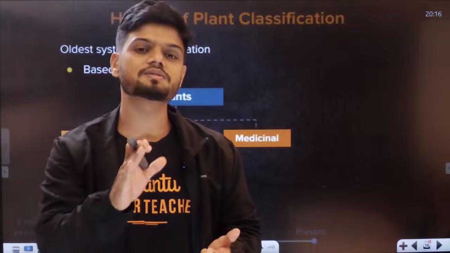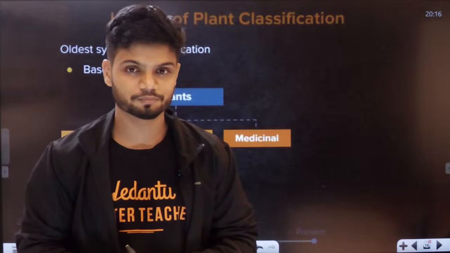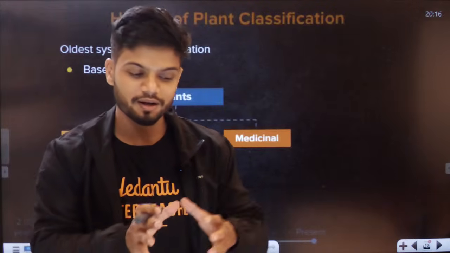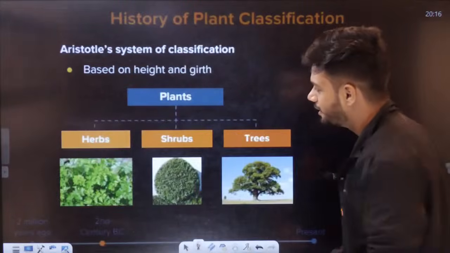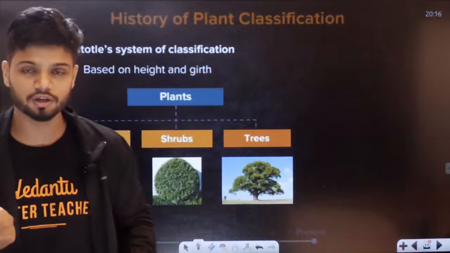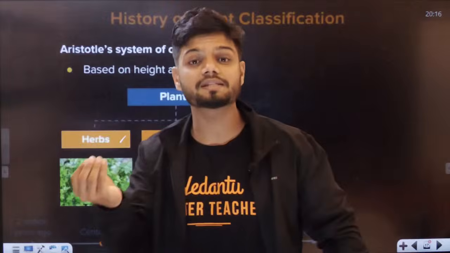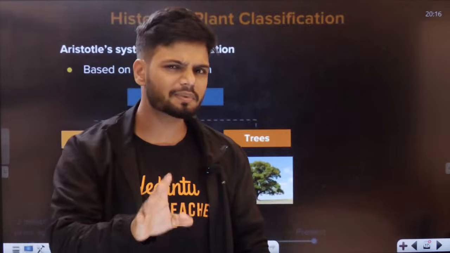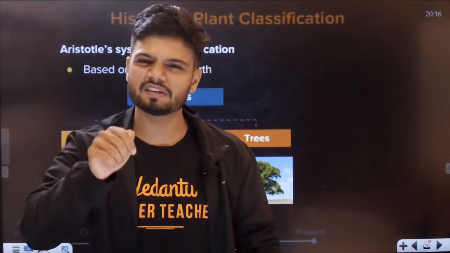This classification was done by Carl Linnaeus also, students. That is basically herb, shrub and tree. That's all. The herb, shrub and tree classification was based on the size of the plant and also the stem of a plant. The herbs have herbaceous stem. Herbaceous stem is generally green color, a weak stem.